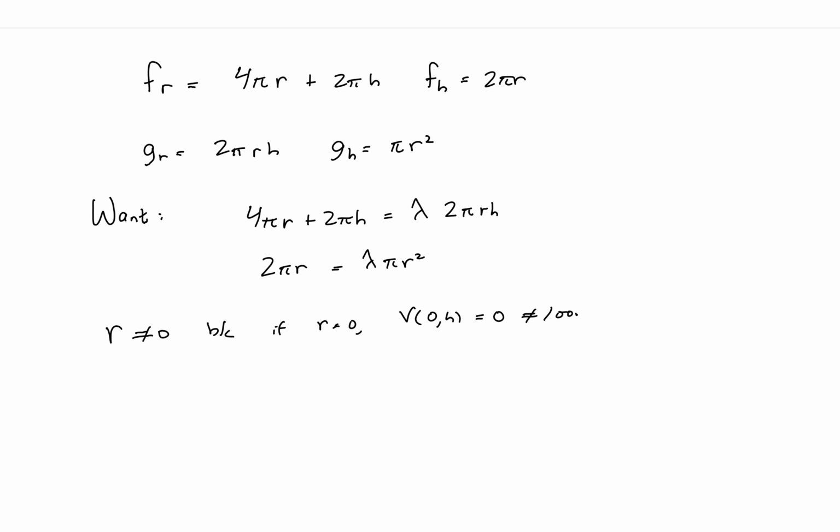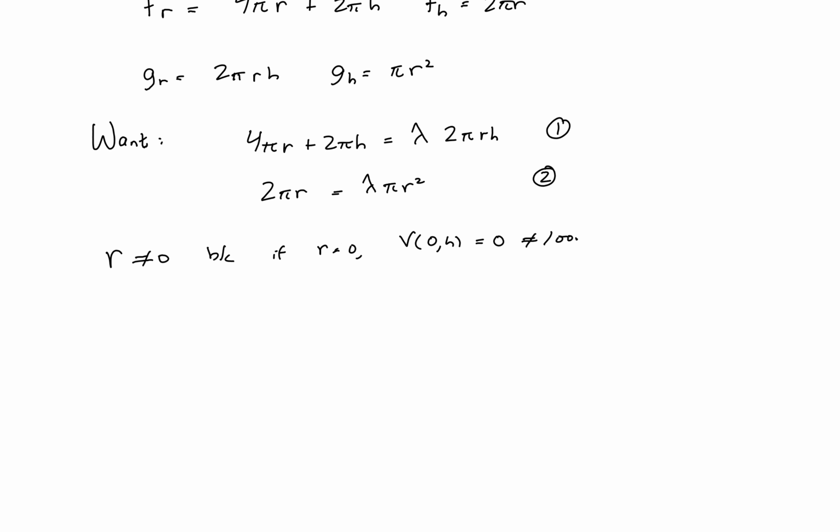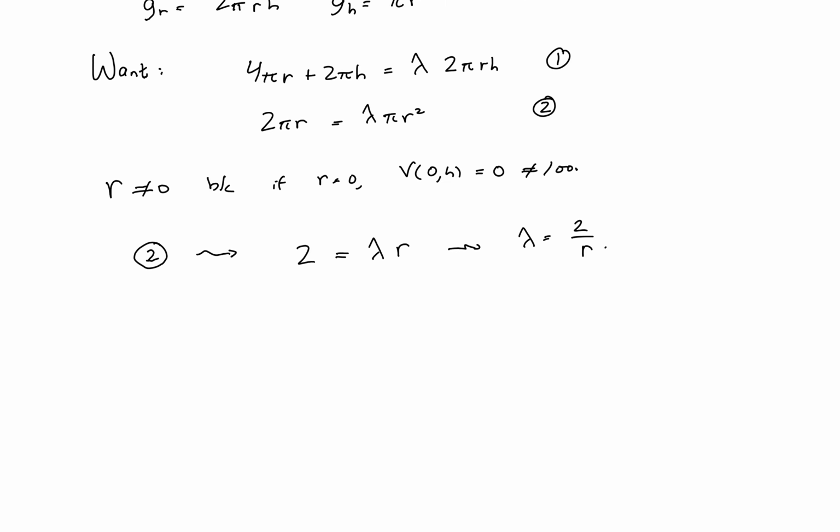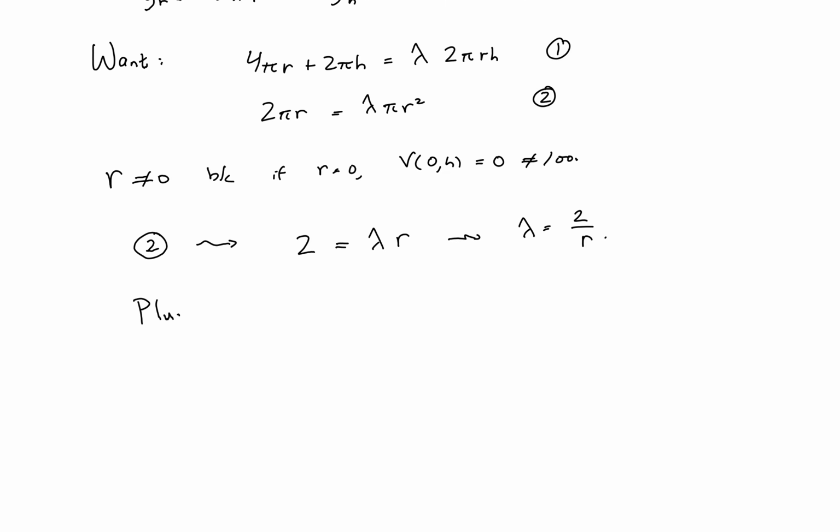So that means if I think of these as two separate equations here, I can take the second equation, and that's going to lead to, I can cancel a pi from both sides and an r from both sides. So I'll have 2 is equal to lambda r. So solving this for lambda, I get 2 over r. And now I can plug this into equation 1.